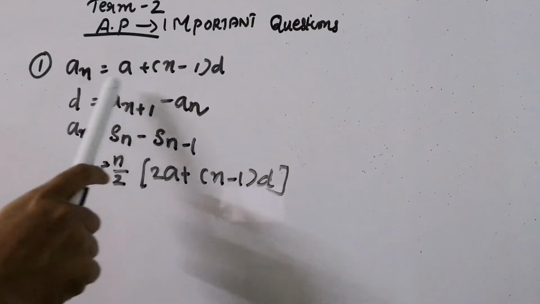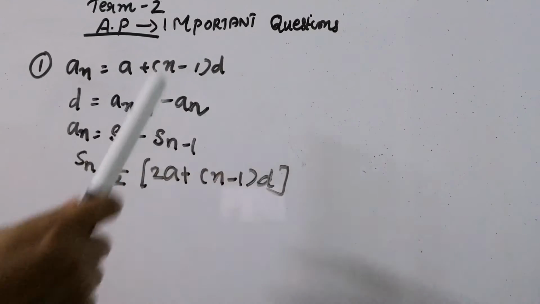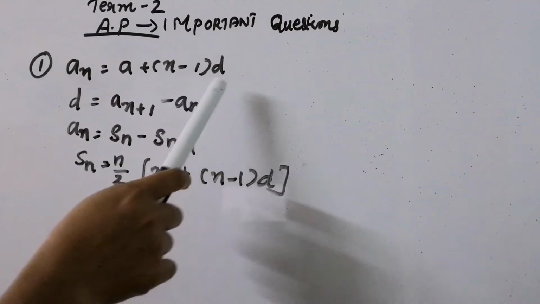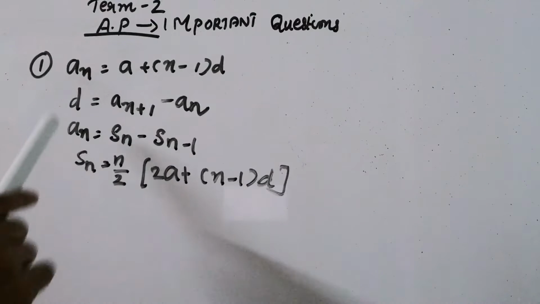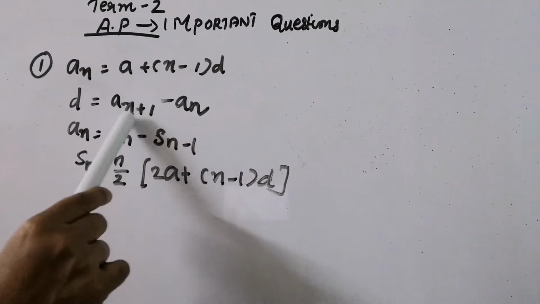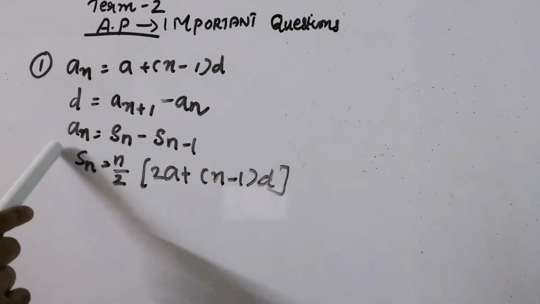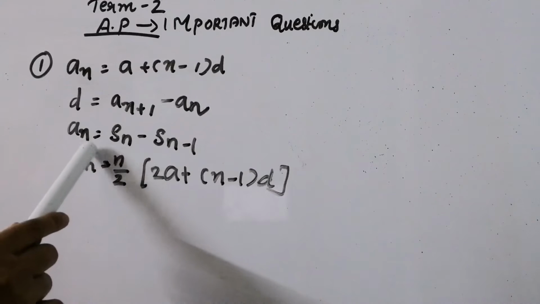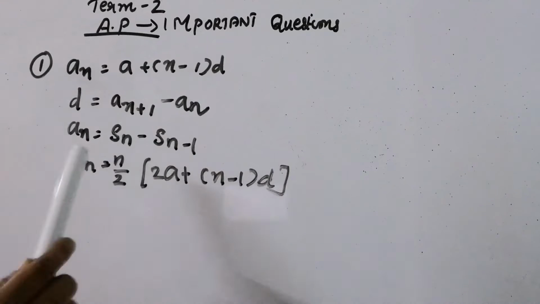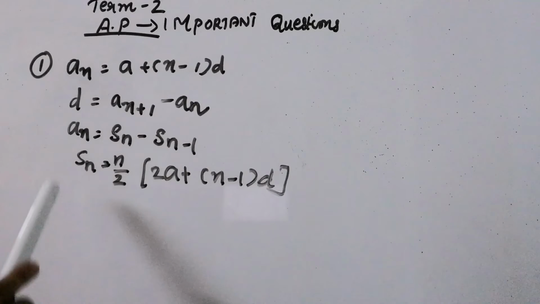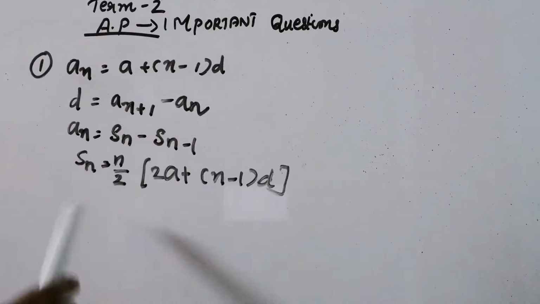Okay, first one is an is equal to a plus n minus 1 into d. This a is the first term and d is the common difference. How do we find the common difference from our terms? That is d is equal to an plus 1 minus an. And the last term, the nth term an is equal to Sn minus Sn minus 1. This is also one of the most important formulas from this set, because some of the problems can be solved using this formula.